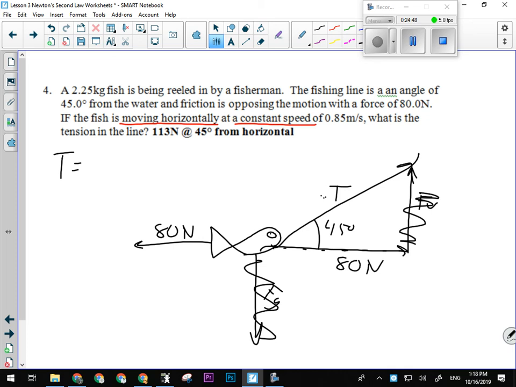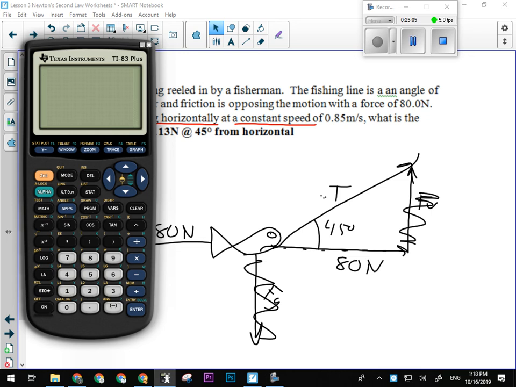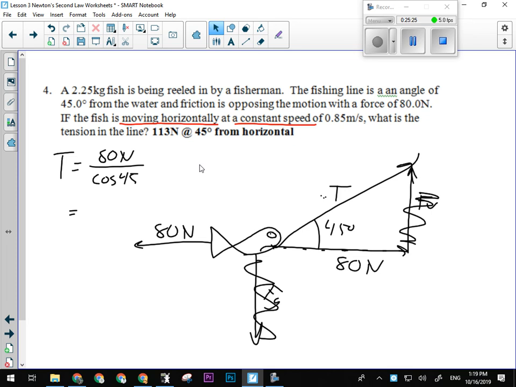To get the tension, we're going to take the adjacent side, 80 newtons, and divide that by the cos of 45, or the sine of 45. It doesn't matter because a 45-degree angle means the two sides are what? Equal. But you should use cos because we're using the adjacent side. So we're going to have 80 divided by the cos of 45, which gives us 113 newtons, 45 degrees above the horizontal. Lots of little vector things to think about.